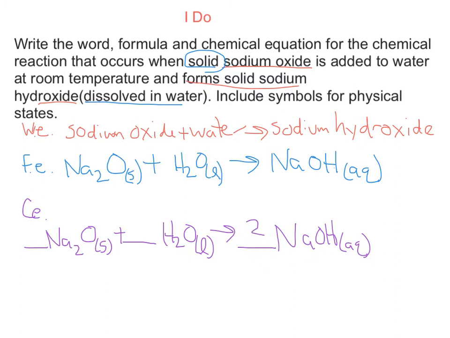So I think I'm balanced, but before you're done, you should always start over and check. So 2 Nas, 2 Nas. 1 oxygen here plus 1 here, 2 oxygens, 2 oxygens. And lastly, 2 hydrogens, 2 hydrogens. I am finished. I now have a balanced chemical equation with the states of matter.